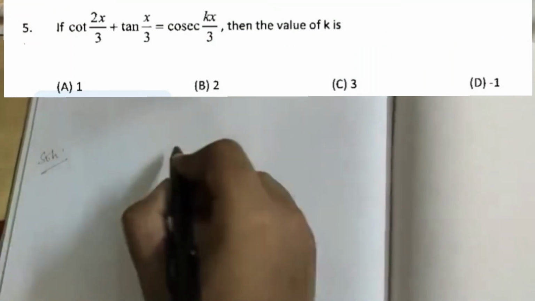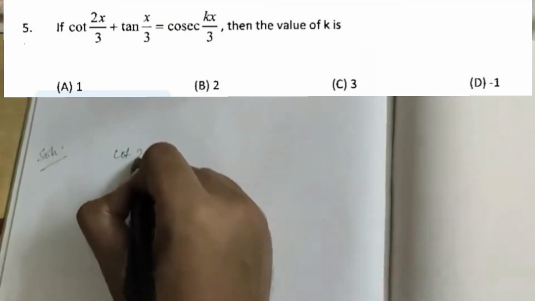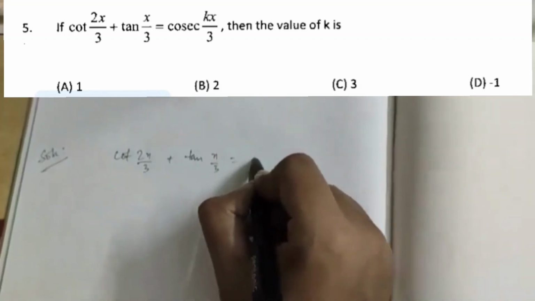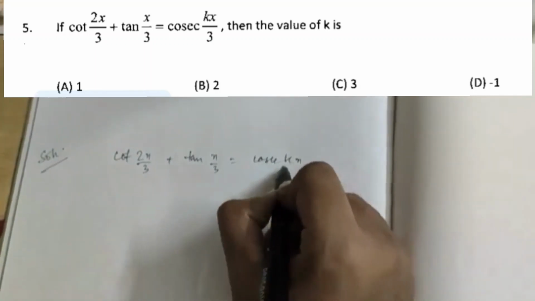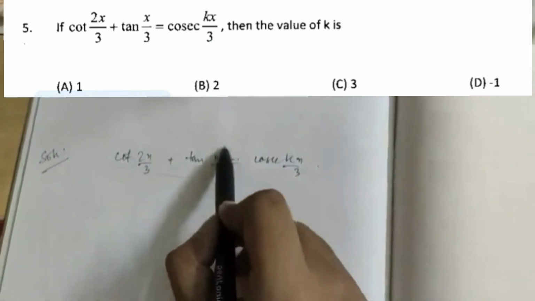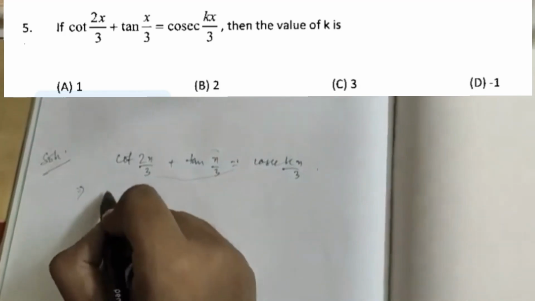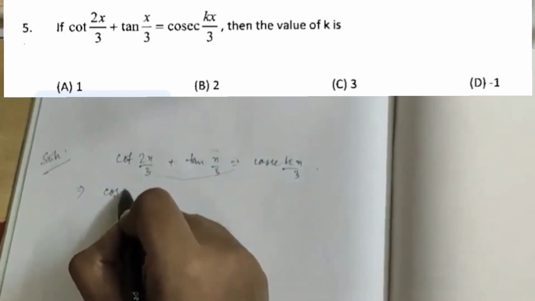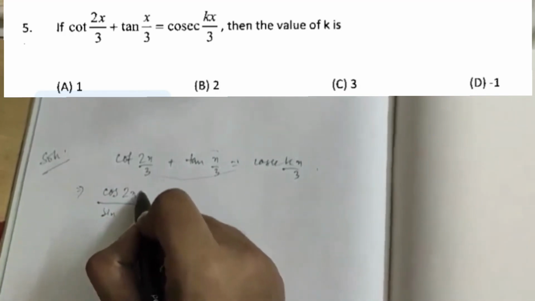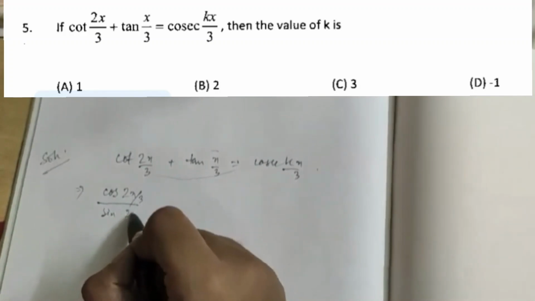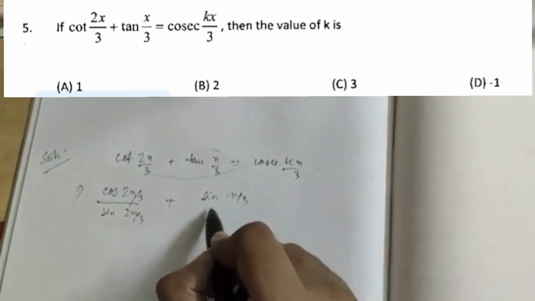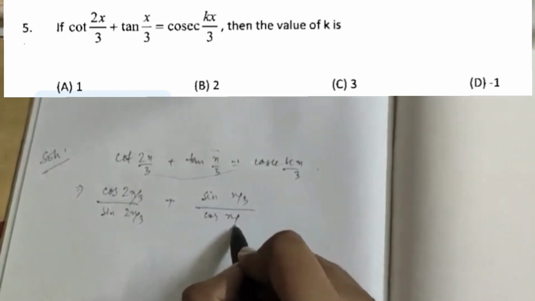So in the 5th question, it's given that cot 2x by 3 plus tan x by 3 equals cosec kx by 3. Let us handle the left hand part of this equation first. Cot 2x by 3 means cos of 2x by 3 by sine of 2x by 3. And tan, we know, is sine of x by 3 by cos of x by 3.